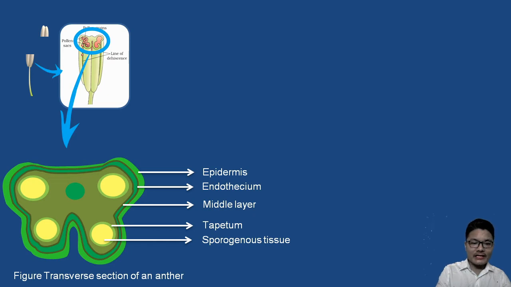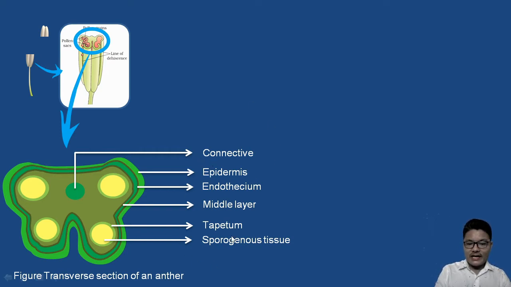So the anther being tetrasporangiate, there are 4 sporangia, 1, 2, 3 and 4, 2 in each lobe of the anther. So this is one lobe of the anther and this is another lobe of the anther. These 2 lobes of the anther are attached by connective tissue called the connective.